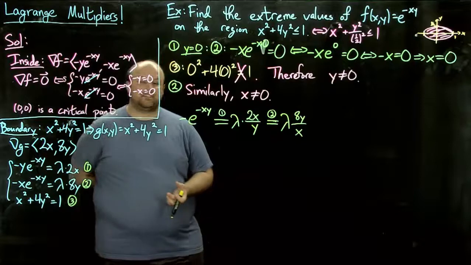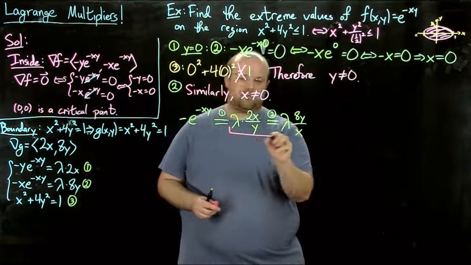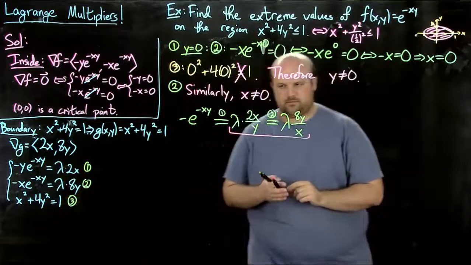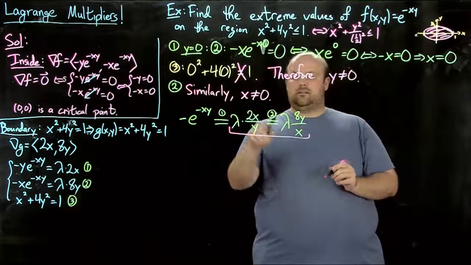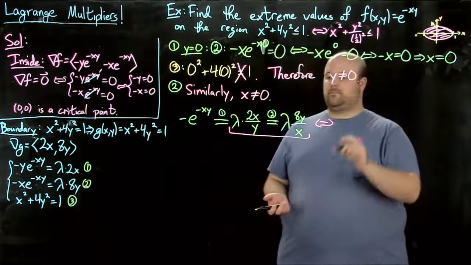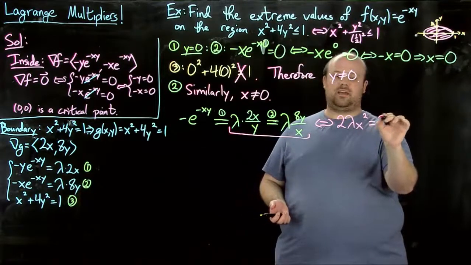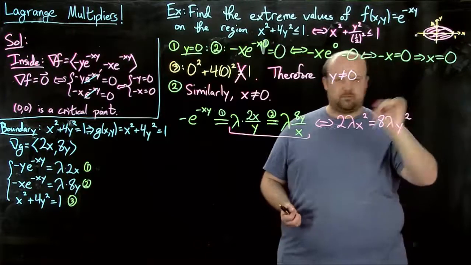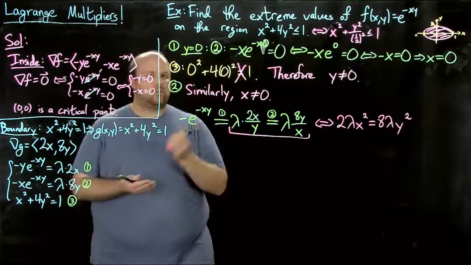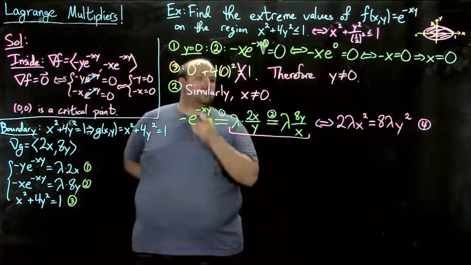All right, so do you see what has happened here? We now have a new equation that we can work with. This one here. So let's rewrite this a little bit. So this is the same as saying 2 lambda x squared is equal to 8 lambda y squared. All right? And let's call this 4. Well, we have two choices.